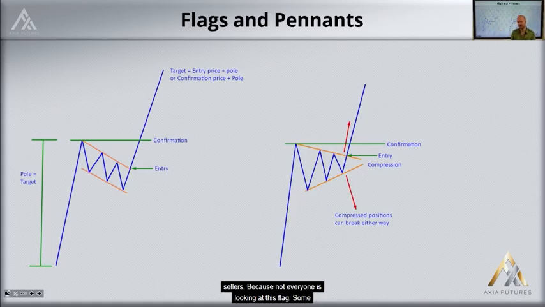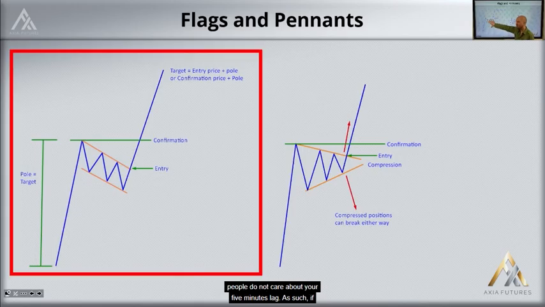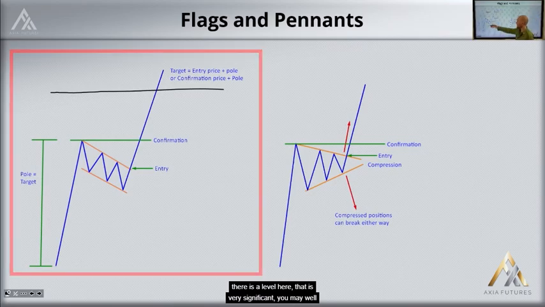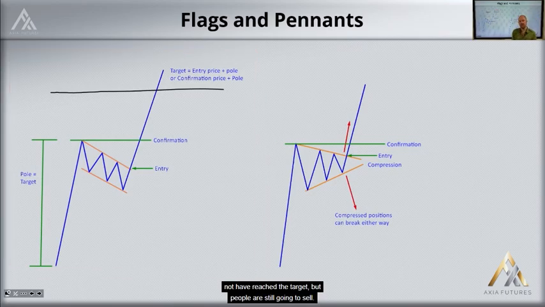Because not everyone's looking at this flag. Some people do not care about your 5-minute flag. As such, if there is a level here that is very significant, you may well not have reached the target, but people are still going to sell. And in that situation, you end up with a difficult moment where the market hits a level and you can get the pushback. So you have to understand where those decision points, like we talked about with support and resistance, where those decision points come in, and then look at what the reaction is to those points.